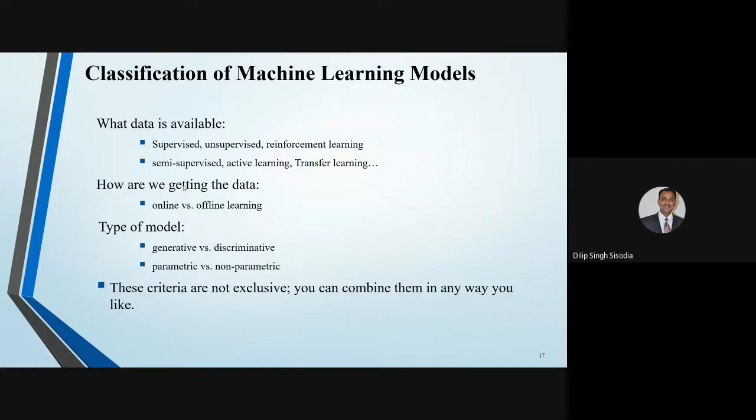Now we move to something specific. This was the general introduction of what machine learning is, and broadly how we can do it. Now we come to the point of what the different machine learning models are, or how we can classify them. There are different ways to classify these models. The first way of classifying is by what data is available.